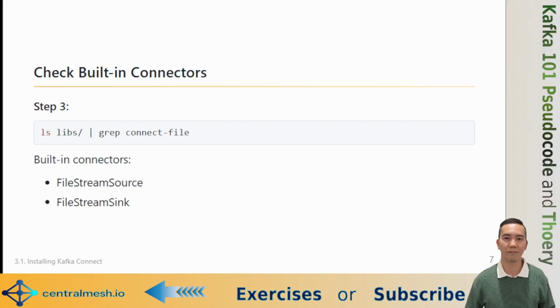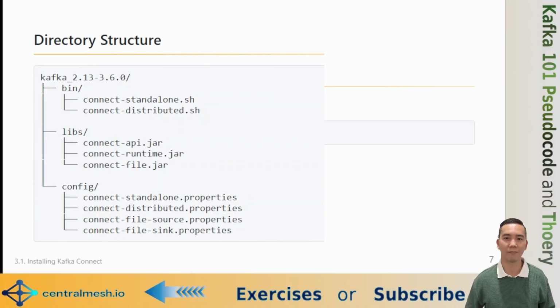Next, let's verify that the built-in connectors are present. Kafka includes a small set of example connectors that are useful for testing and demonstrations. By checking the libs directory, we should see the connector file jar that contains the FileStreamSource and FileStreamSink connectors. These connectors aren't typically used in production, but they are excellent for learning how Kafka Connect works and for verifying that your installation is functioning correctly.